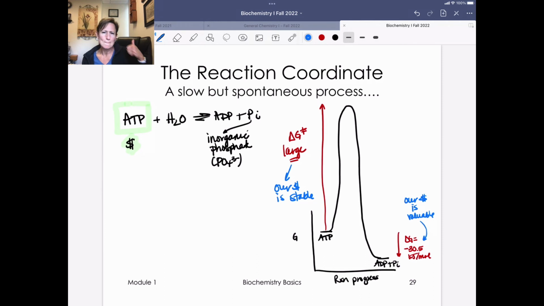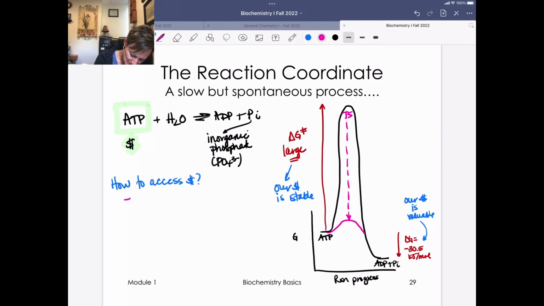But the question is, we've got money in our pocket that's valuable, it's stable, but the third piece is how do we access it? If we wanted to access this money, what we really want to be able to do is take the height of this transition state, the height of that hill, and make it smaller. If we only had this high of a hill to go up and over, we could get at our money quite easily. That's exactly how enzymes work. So how do we access our money? It's our third question. The question is answered by the use of enzymes.